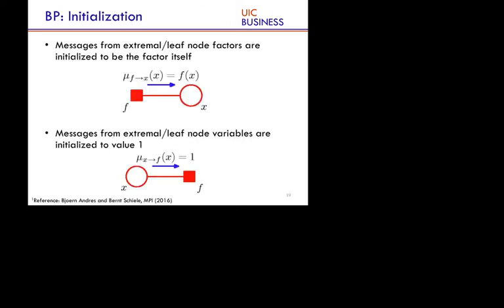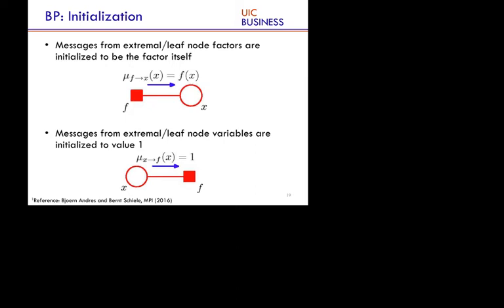Let's say there is a single factor which is only connected to a single variable. Then the only message that it passes is just f of x. f of x is the factor, if you remember, from the factorization of the joint distribution. Right? So its message to x is just going to be f of x, that factor in that joint distribution or the factor representation.